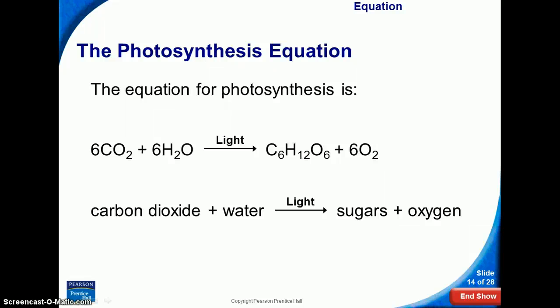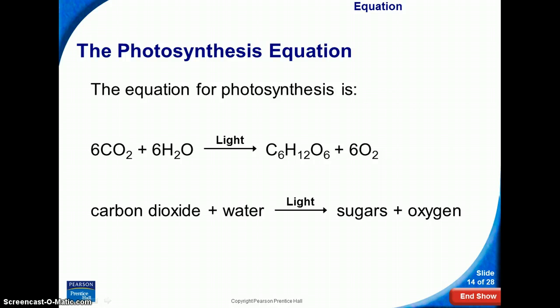So next I want to give you an overview of photosynthesis. And we'll spend a lot more time in class going over the very gory details of it, looking at each part. But for right now, just as a review, we know that photosynthesis is the process of an organism making its own food through the use of sunlight.